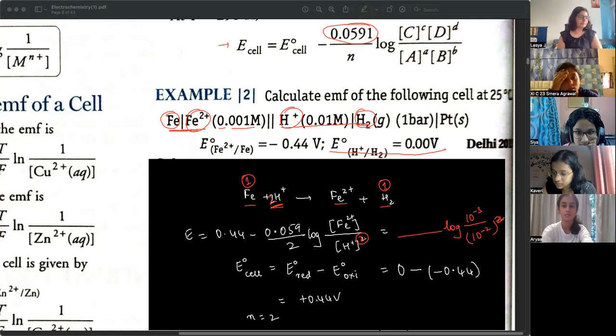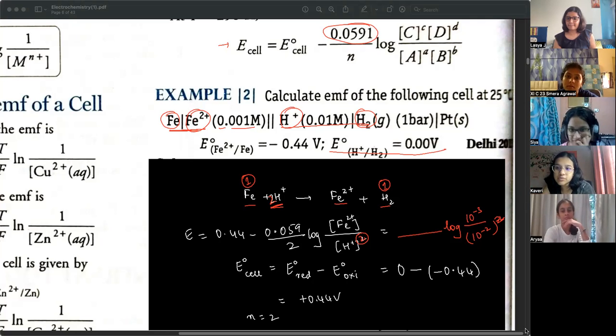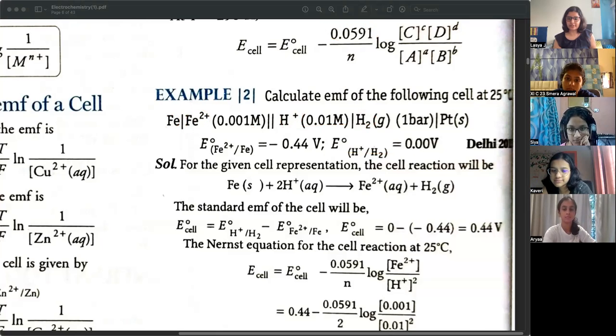Okay, so you guys want to go to the next part or you want to do another question? Can we do one more question? One more? Okay, let me see. We haven't discussed equilibrium constant yet, so we'll go to this one.